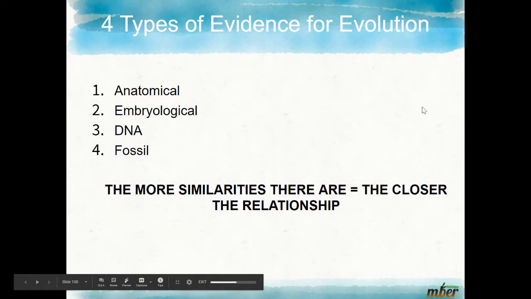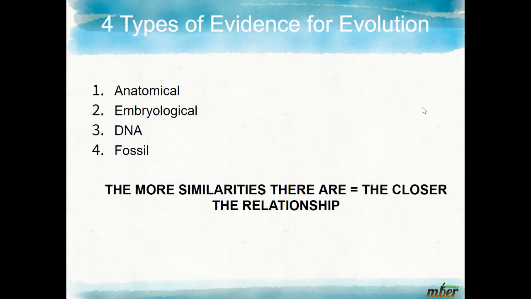Okay, so there are 4 types of evidence for evolution. There's anatomical, embryonical, DNA, and fossil. The more similarities there are, that means the closer the relationship.